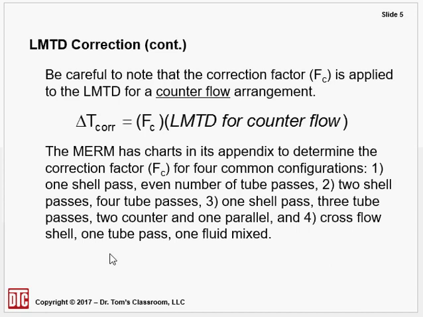The MERM, there's lots of charts out there. MERM has an appendix that has four common configurations to find F sub C. One of them is the one shell pass, an even number of tube passes back and forth, so you get an even number of parallel and cross-flow, counterflow configurations. And then they've got two shell passes, four tube passes; one shell pass with three passes that are two counterflow and one parallel, kind of unusual. That's out there. And then a cross flow shell, one tube pass, but one fluid is mixed.